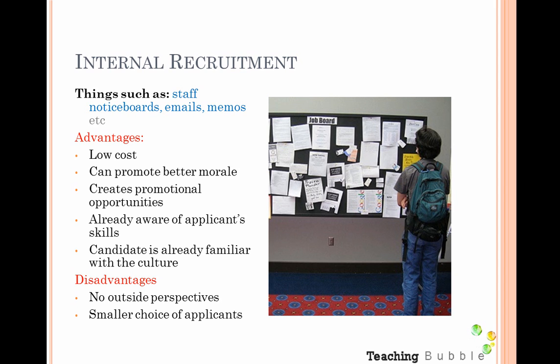The disadvantage is that you're not getting outside perspectives. They may have been within the organisation a while, and sometimes they may not have worked anywhere else. They may have just worked in your organisation. So that's one of the disadvantages, and obviously a smaller choice of applicants. If you put an ad out there, you might get a wide range, where you may get someone that's really exceptional, and you possibly may miss out on that if recruitment is done internally.